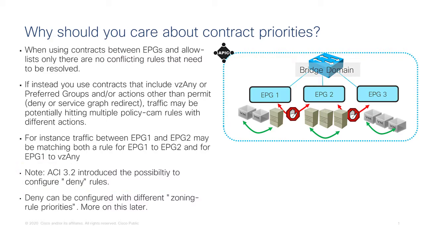And so you need to care about which rule wins, because you could have traffic that is hitting multiple rules, and one rule could say the traffic is denied, another rule may say the traffic is permitted. Or you could even have a service graph with a redirect action. And so the reality is you can have multiple different results for the same traffic that is filtered by ACI. So that's why you need to care about contract priorities.